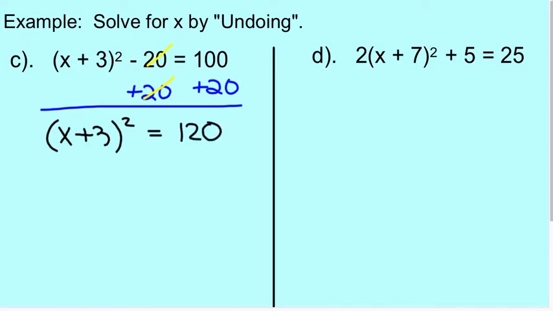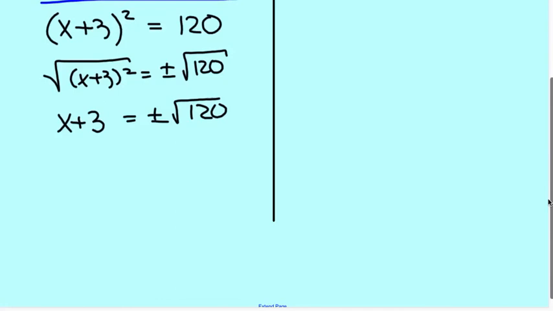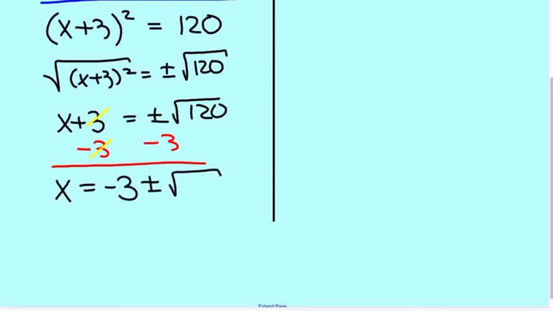Then we'll square root both sides. Don't forget the plus or minus. The left side becomes x plus 3, and then plus or minus square root of 120. Next step is to subtract 3. So we have x equals negative 3 plus or minus the square root of 120.